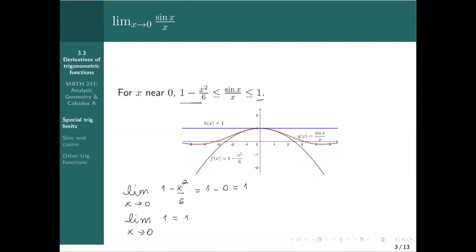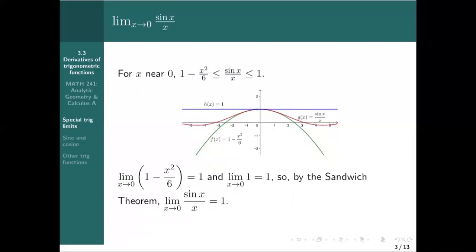So the conclusion is by the sandwich theorem that the limit as x goes to 0 of sine of x over x is equal to 1 as well. And here we have the same information repeated, but typed.